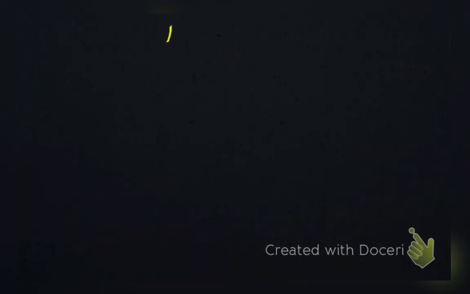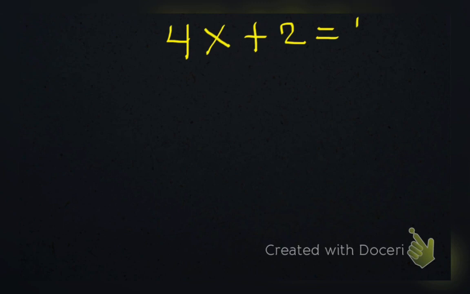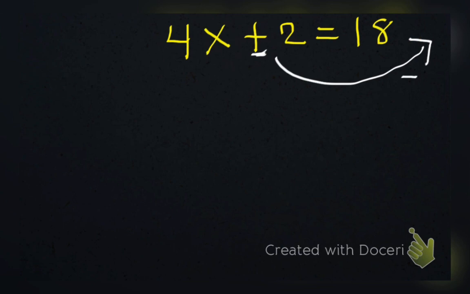So here's another example that you could try. 4x plus 2 equals 18. So first thing we are going to do is to isolate the x variables. To do that, let us move 2 to the right. Moving a number to the right, it changes its sign. So 2 becomes negative 2.